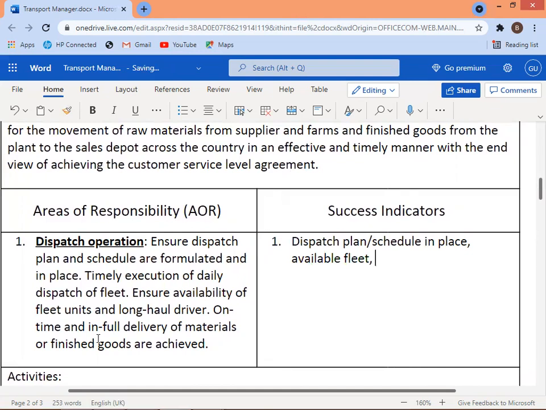What else do we need? And LHD. Long haul driver, right? And then on-time dispatch of units. So this is the success indicator: dispatch plan schedule in place, available fleet and LHD, on-time dispatch of units.